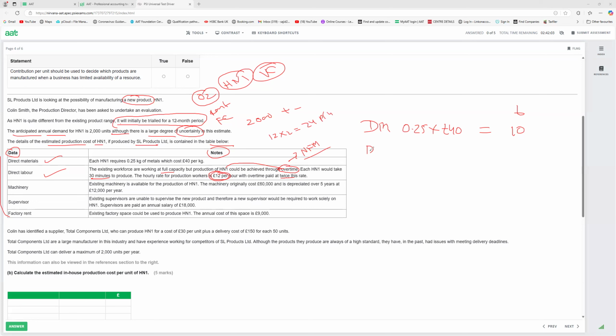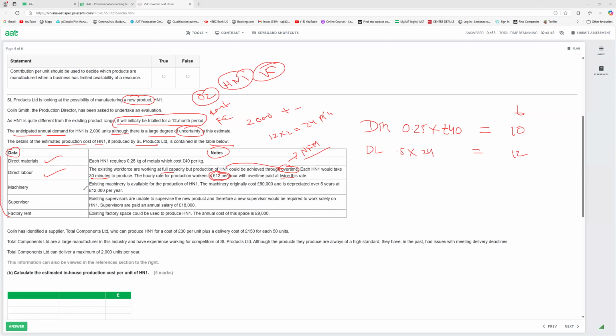So it's direct labor. We need 0.5 hour, so that is basically 30 minutes. So 24 times 0.5 will give us 12. Then we have the machinery.